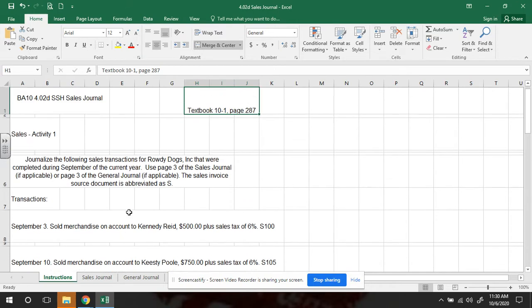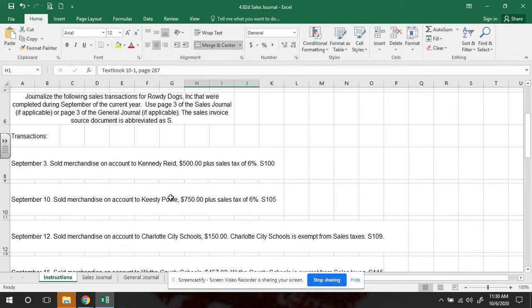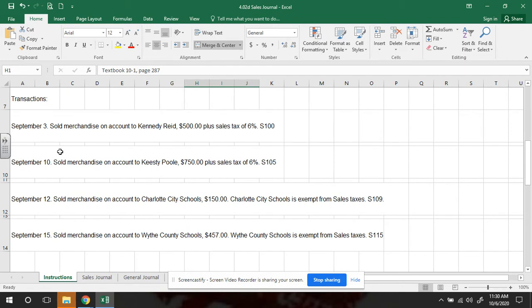So let's get started. It says, journalize the following sales transactions for Rowdy Dogs Incorporated that were completed during September of the current year. Use page 3 of the Sales Journal or page 3 of the General Journal. Sales invoice source document is abbreviated with S. All right, so we only have 4 transactions here, but if you'll notice again, they all are on account. These 4 customers purchased from Rowdy Dogs, but did not give any cash right now. It's all on account. They owe it to Rowdy Dogs, so it's an accounts receivable, every one of them.